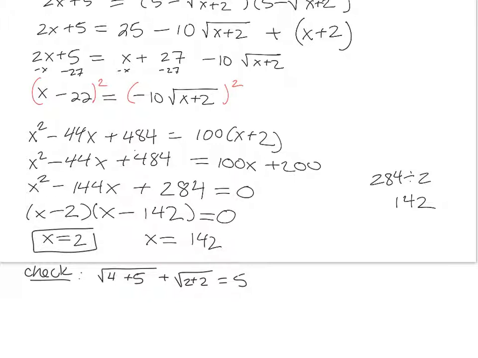When you check 142, holy moly, 2 times 142 is 284 plus root 142 plus 2. Does that equal 5? It doesn't take a calculator to tell you that that's not going to work, right? You're going to have humongous numbers equaling 5. No way. So that's not an answer.